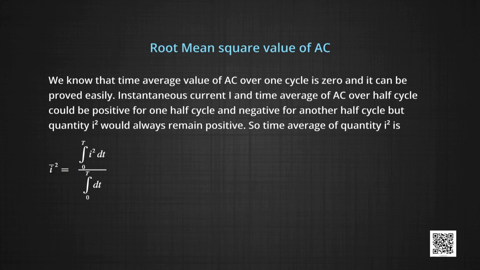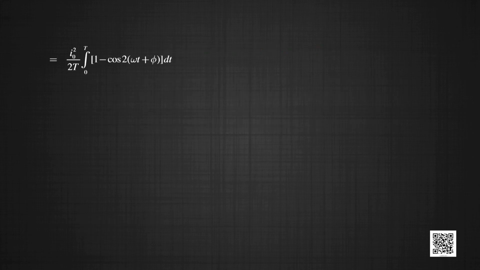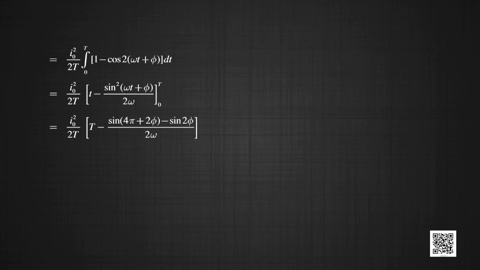If we integrate and solve this, we have 1/T times the integral of I0² sin²(ωt + φ) dt from 0 to T. We will have I0²/2T times the integral of (1 − cos 2(ωt + φ)) dt from 0 to T. If we solve this integral, we will have I0²/2T times [t − sin 2(ωt + φ)/2ω] from 0 to T. If we put the limit here, we have I0²/2T times [T − (sin(4π + 2φ) − sin 2φ)/2ω].